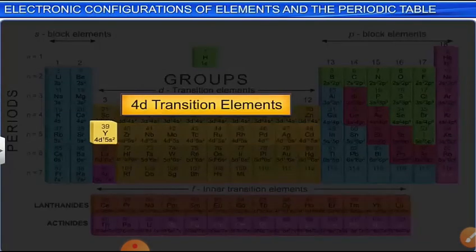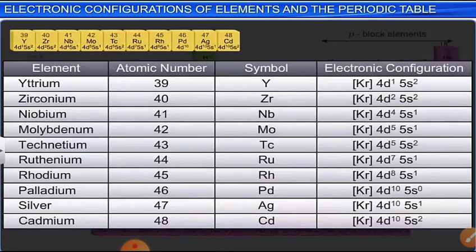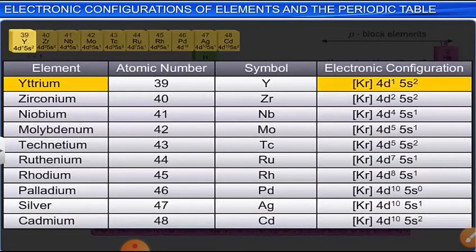Yttrium is a transition element in 4d, and it ends with cadmium with atomic number 48. These are transition elements in the fifth shell. These 10 elements are called transition elements with configuration, as you can see: yttrium, krypton 4d1 5s2, zirconium 4d2 5s2, and so on, and it ends with cadmium, krypton 4d10 5s2. So the d orbital is fully filled.